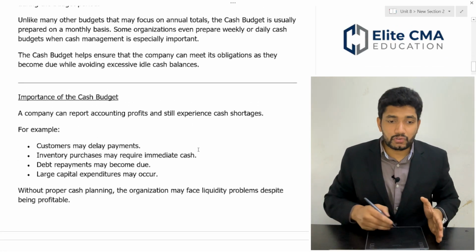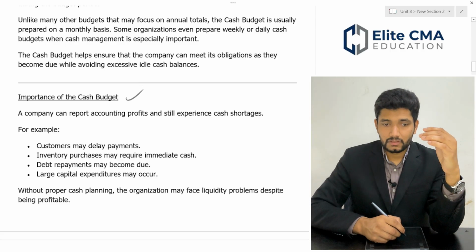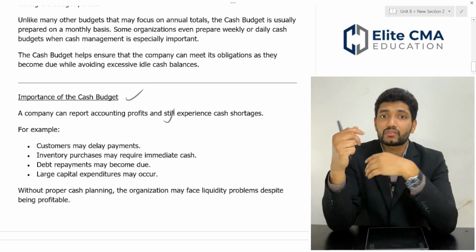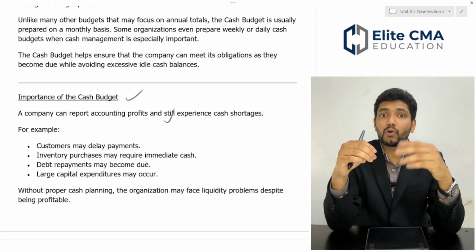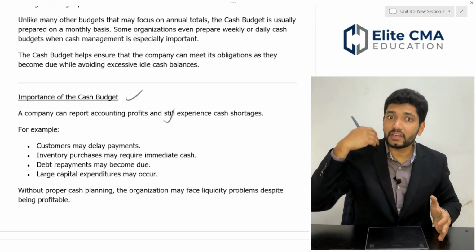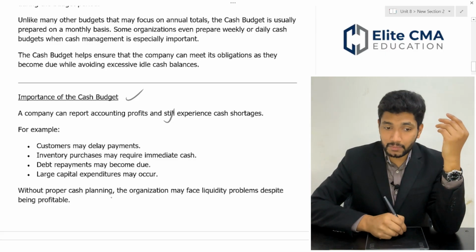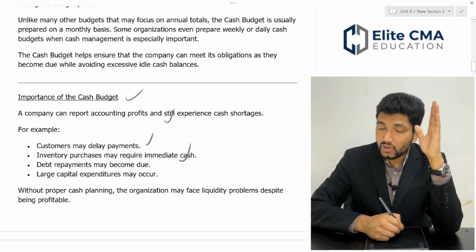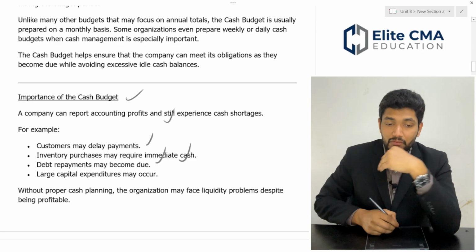Now we will move into the importance of the cash budget. A company can report accounting profit and still experience cash shortages. We know this: if the company reports revenue or sales, it will automatically report profitability. But when it comes to cash, it can be in a bad position as well. Suppose customers delay payment, or inventory purchases require immediate cash, or debt payments become due, or a large capital expenditure occurs.